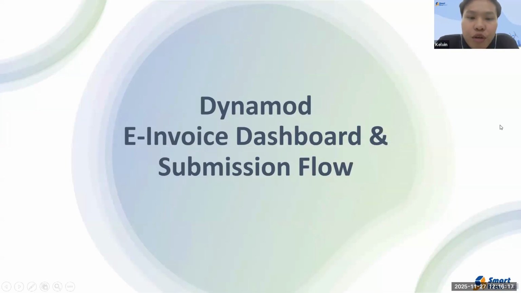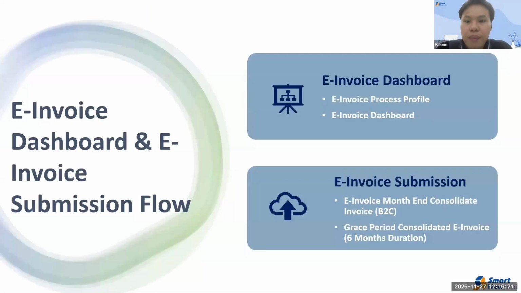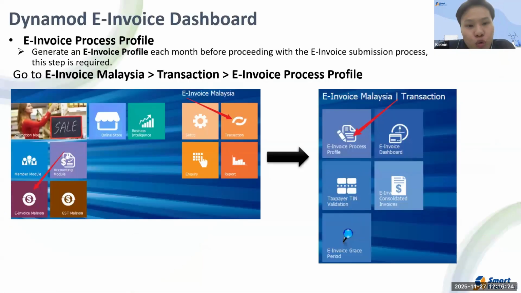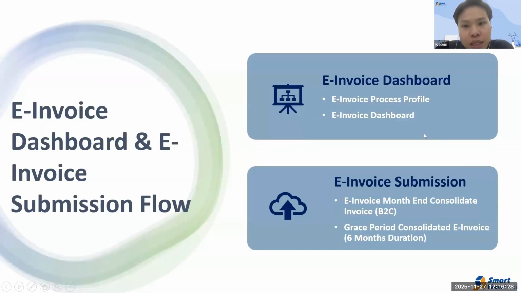So next, we'll talk about the dashboard and submission flow. So dashboard, yes. What does it mean by dashboard? The e-invoice dashboard is a page that shows all of the e-invoice submission statuses, whether it's valid or invalid, whether it's expired or under open or ready to submit status. Which means in one page you are able to see all the invoice statuses.